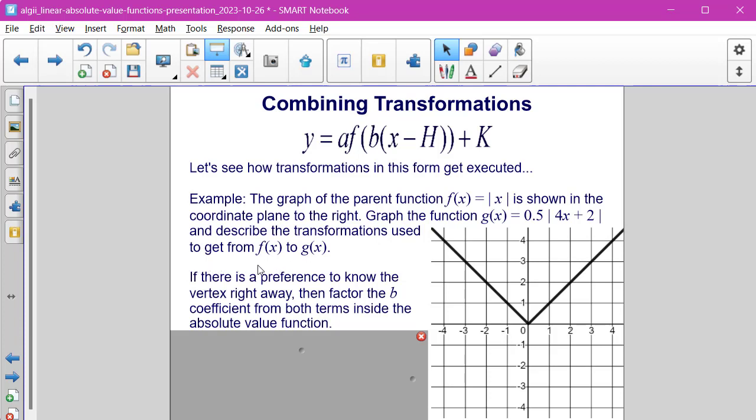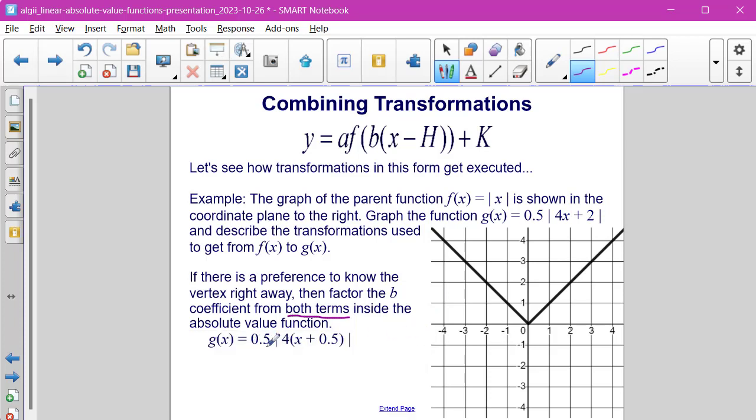So if there's a preference to know the vertex right away, like to figure out the final h value of your vertex or the x-coordinate of your vertex, then factor the b coefficient from both terms. And the key here is from both terms. You have to do it not only from your x term, but also from this plus 2 that's here. So we're going to factor a 4 out of both of these.